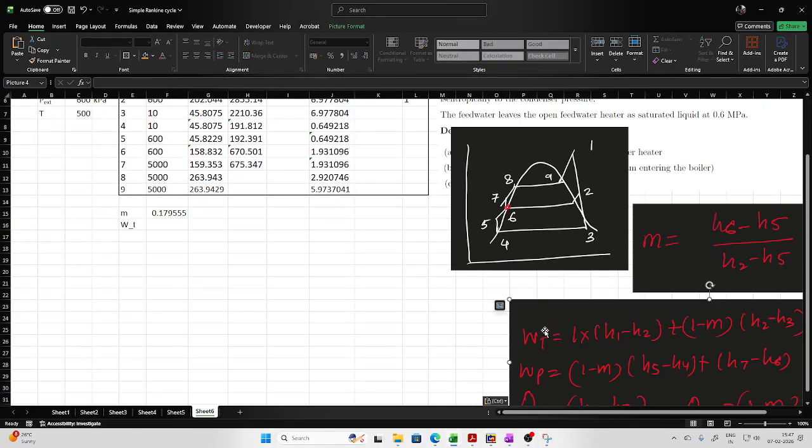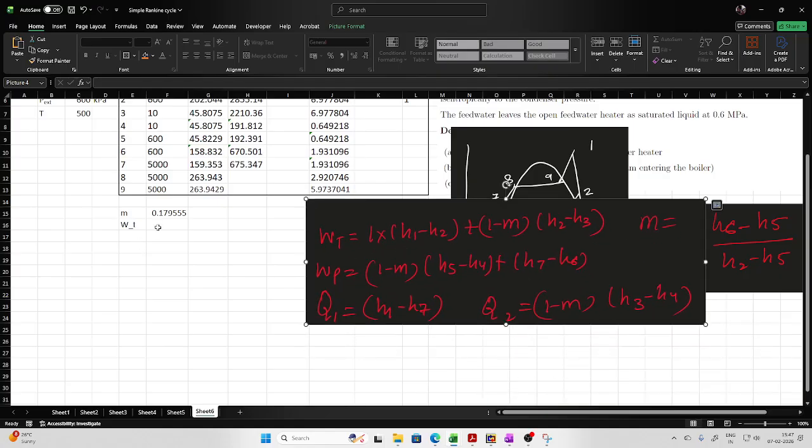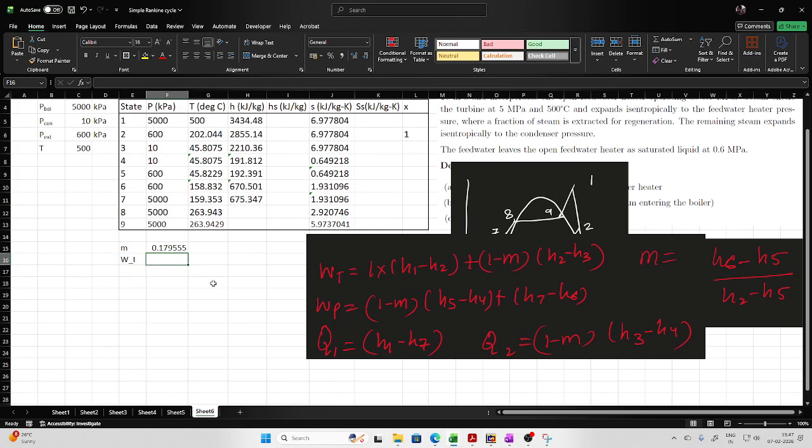So what is required? The turbine work. What is the turbine work? Turbine work is basically H1 minus H2 plus (1 minus M) times (H2 minus H3). So that is H2 minus H3. So this is your turbine work.